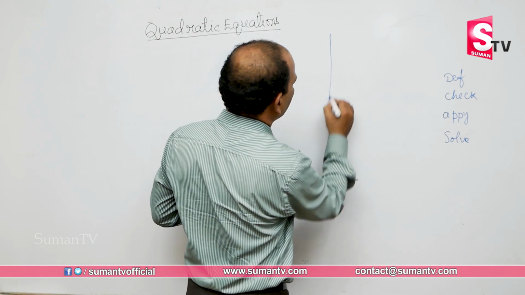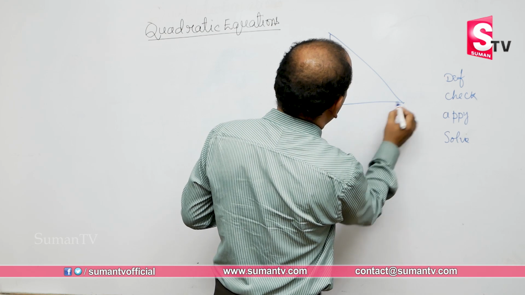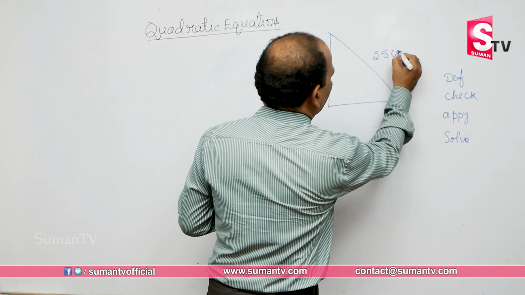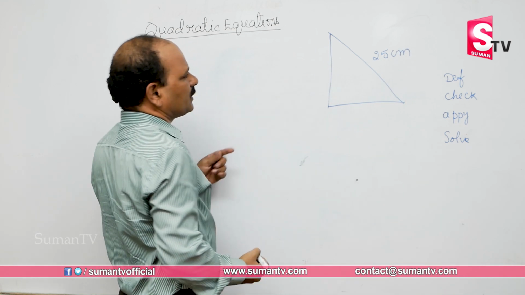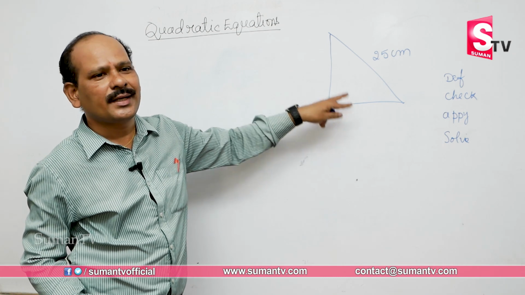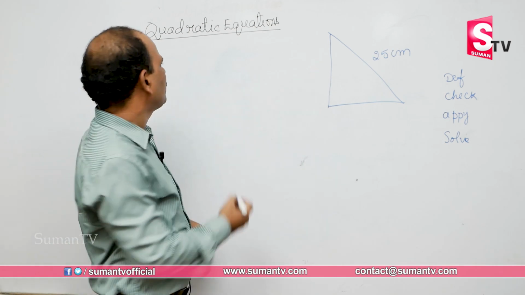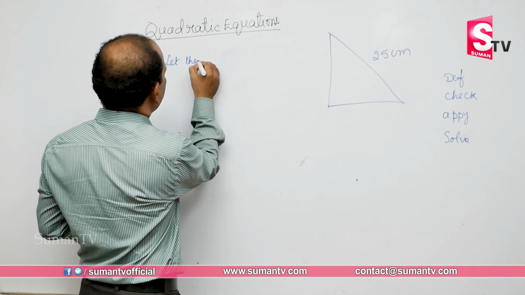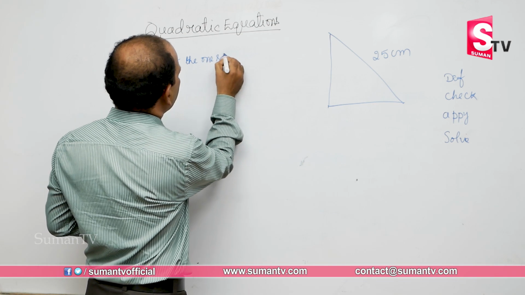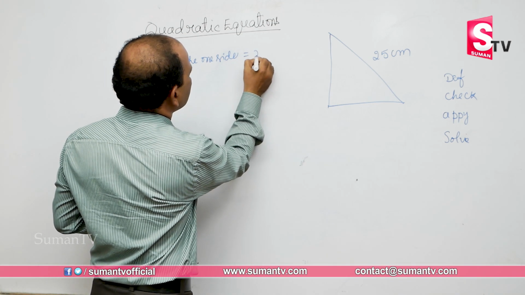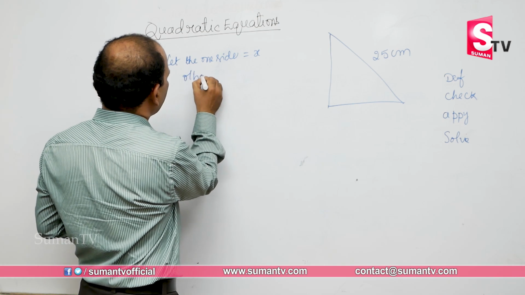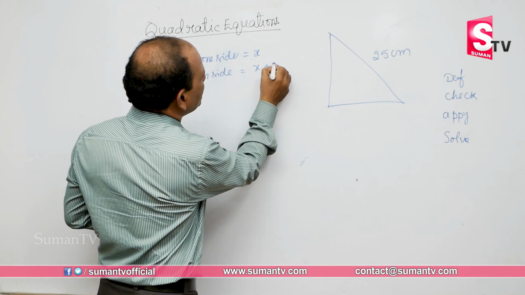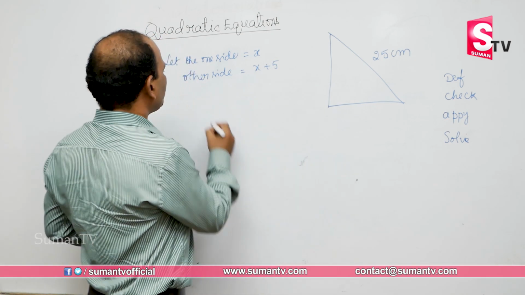Normally the right angle triangle will be like this. The length of the hypotenuse is given as 25 centimeters. The difference between the other two sides is 5, so let us assume one side is equal to x, then the other side is equal to x plus 5. Given that hypotenuse is equal to 25.